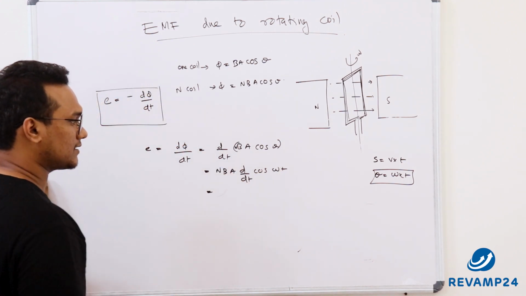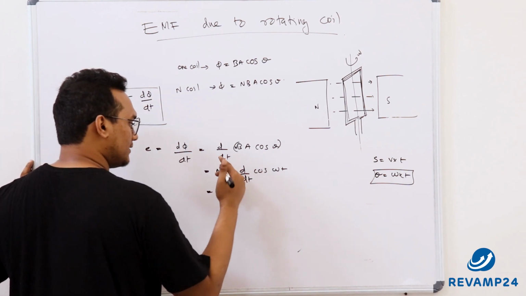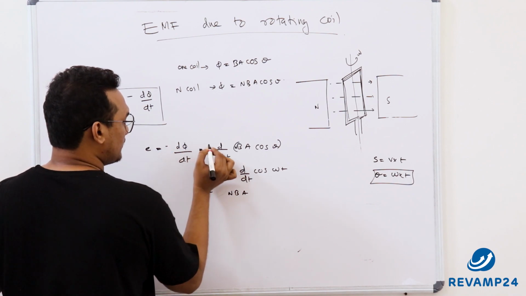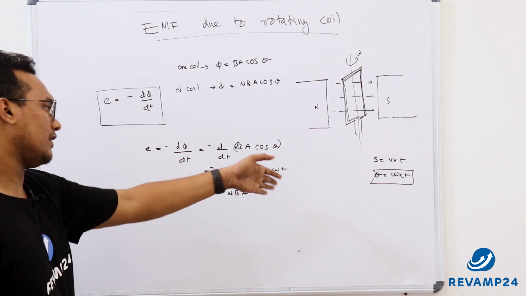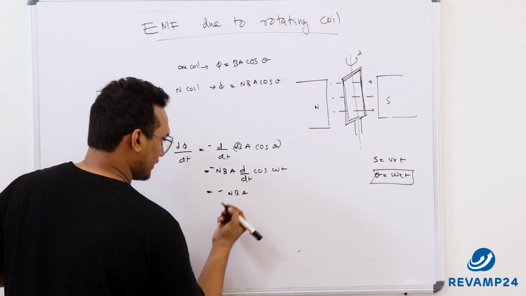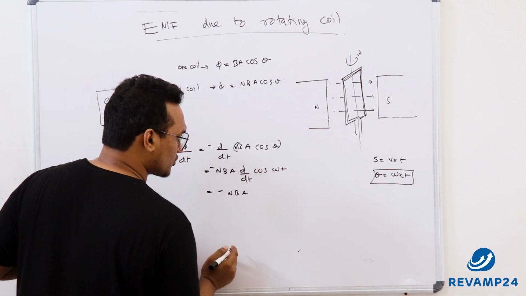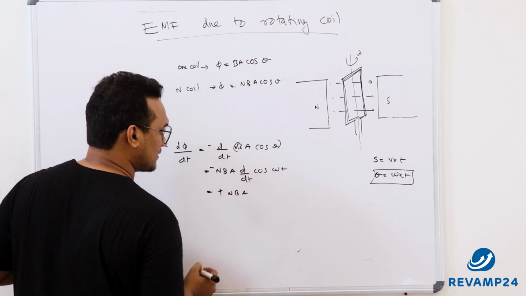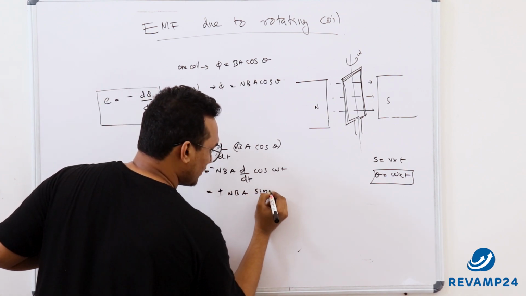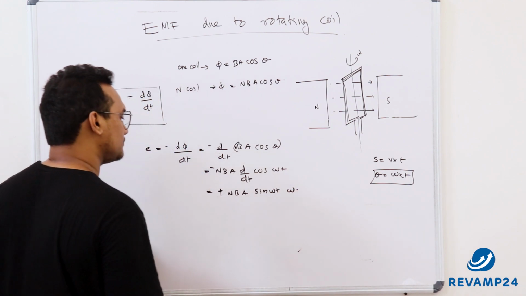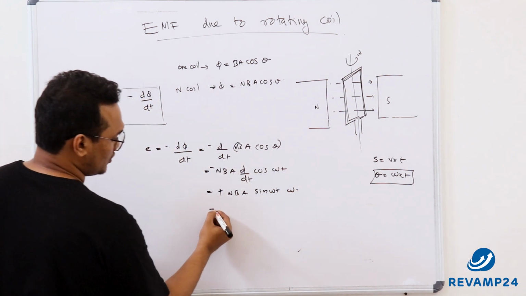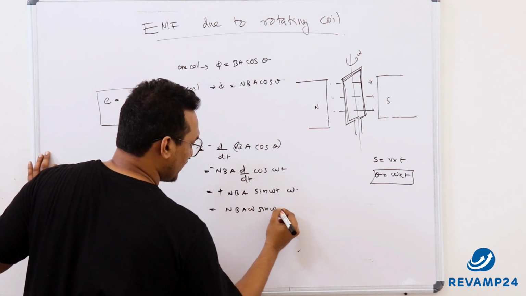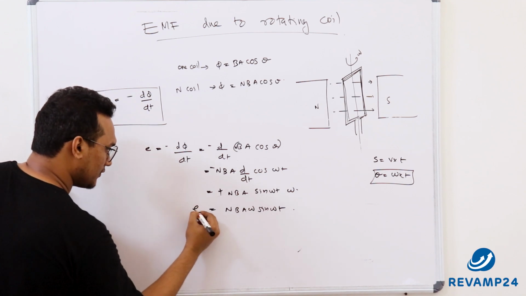Now what is the differential of cos theta? That will be minus sin theta. So NBA, I'll keep the negative sign here because it will get cancelled in the next part. The differential of cos omega t is minus sin omega t, so that minus and minus will cancel here. Minus sin omega t into omega. So this will be NBA omega sin omega t. This is the EMF induced.